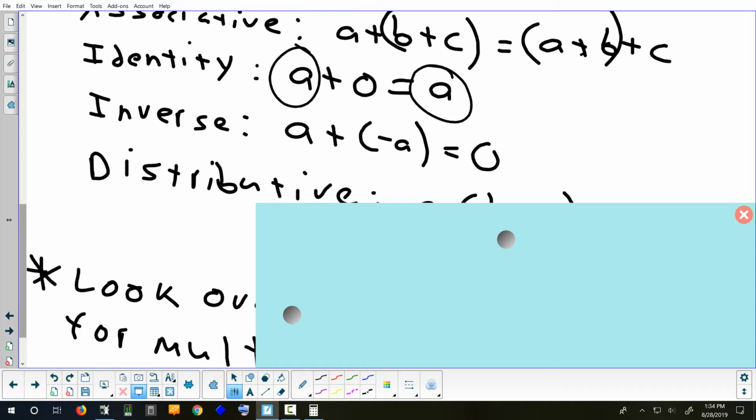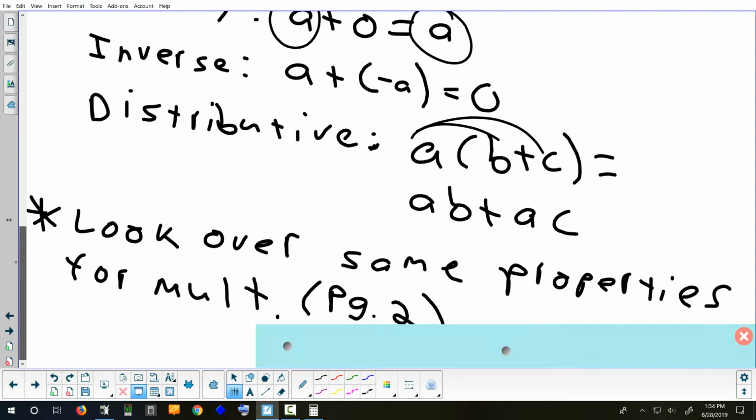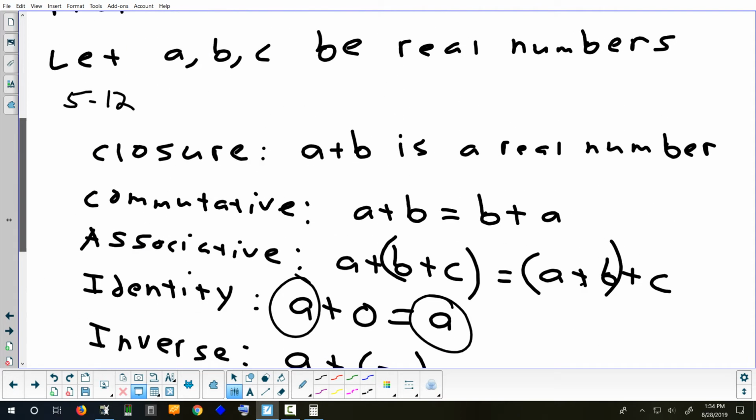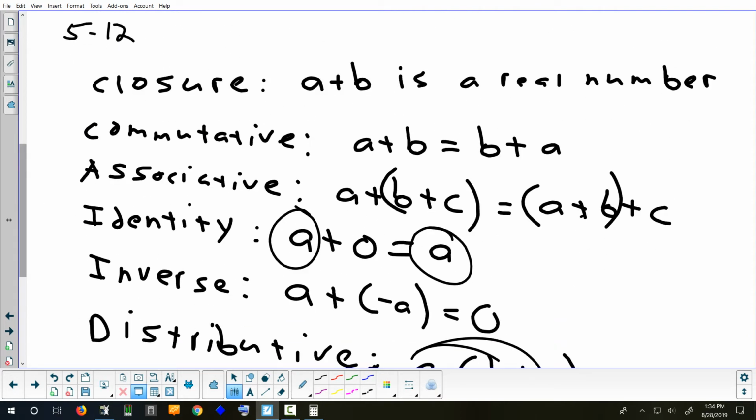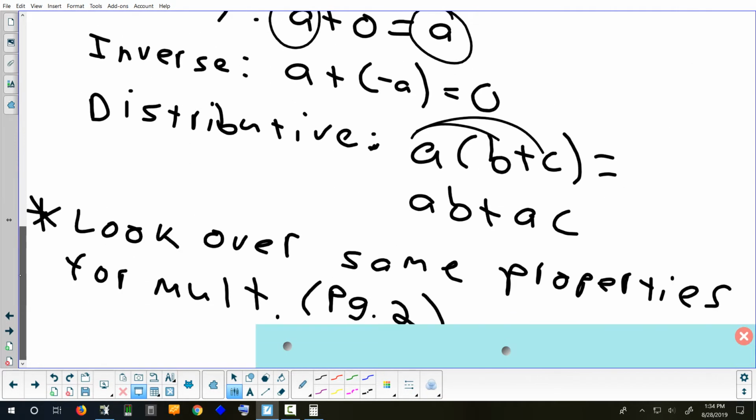Distributive. What operation does that have to do with? Multiplication, right? Just when you take and you multiply what's on the outside to the inside of parentheses. So all these properties I showed you, closure, commutative, associative, identity, inverse, they're all for addition. They have all the same properties for multiplication, and they're on page 2 in your book.